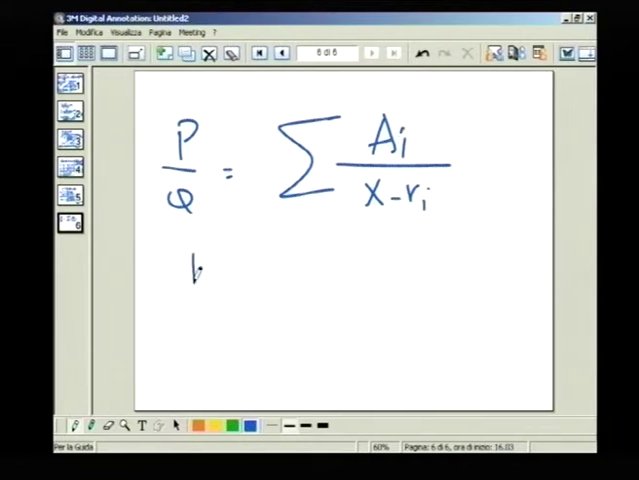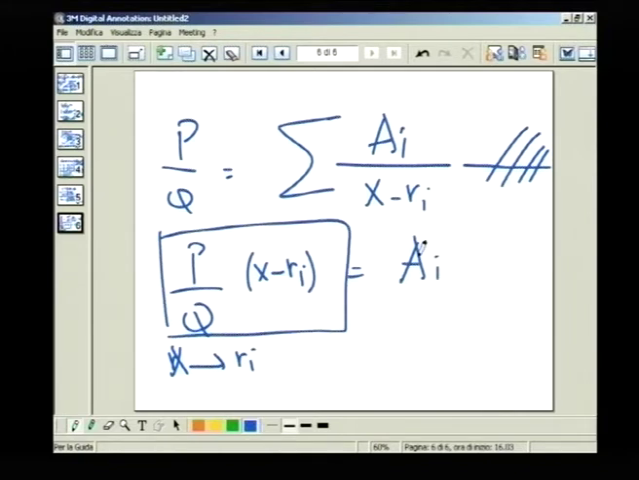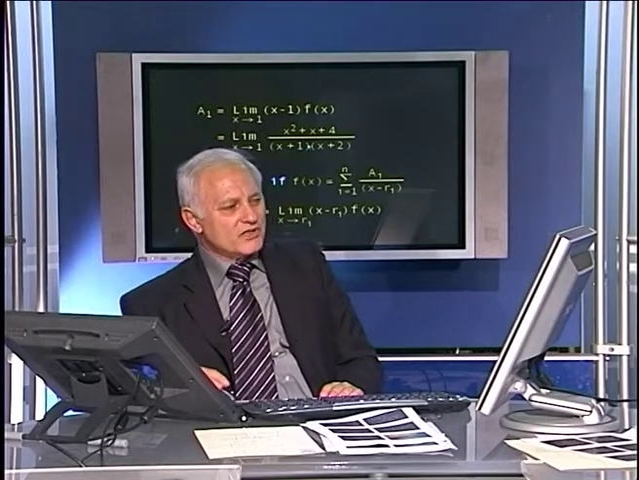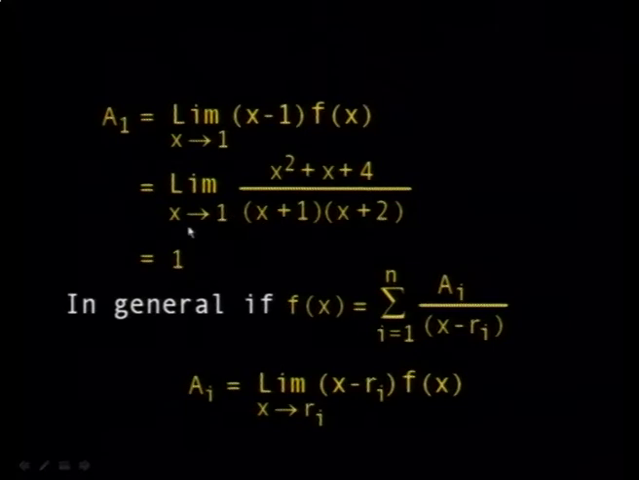What you do is multiply both sides by x minus ri, and you take the limit when x tends to ri. So what will happen? All the others will cancel out except your ai. So all you have to do is multiply by the denominator of the particular coefficient you wish to calculate. This is the simple way of doing it. So here, when you multiply both sides by x minus 1, all the other terms vanish and you are left with a1, so a1 is equal to 1.